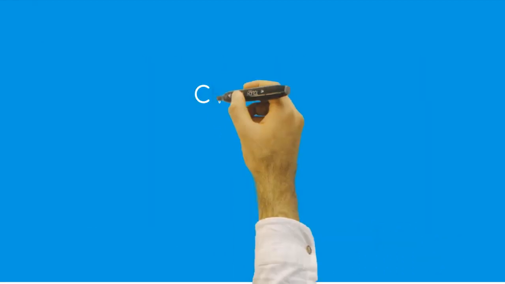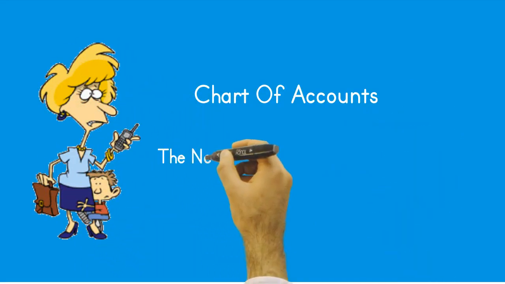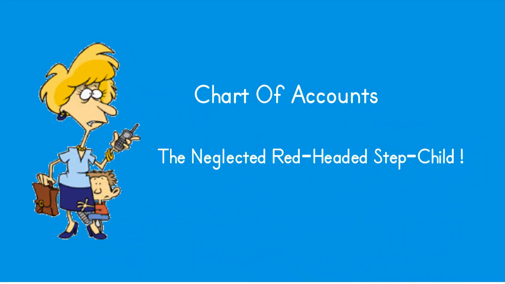The neglected red-headed stepchild. Why would I say this? In my opinion, this topic, like the red-headed stepchild, is not given the attention and respect it deserves. Many of the textbooks and courses that I've looked at gloss over the chart of accounts by giving a definition and throwing in a simple example. This tutorial is my attempt to give this topic the respect that it is due.